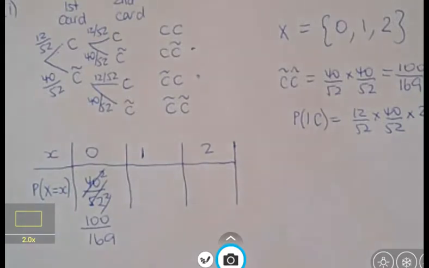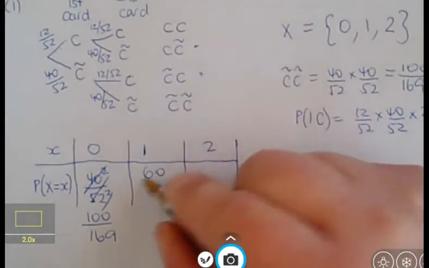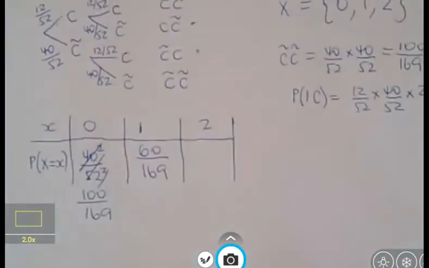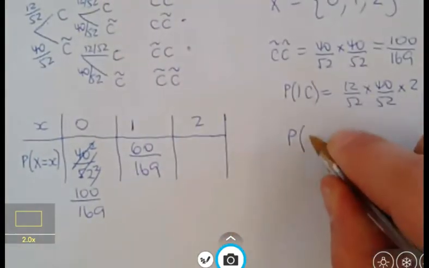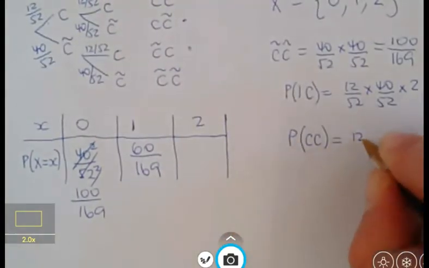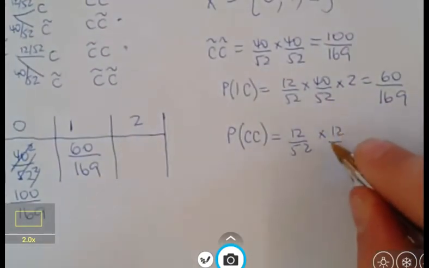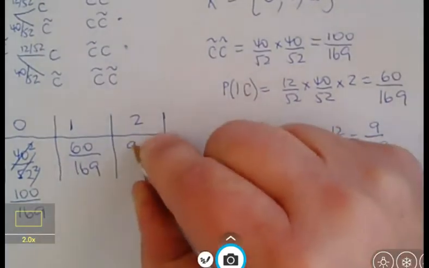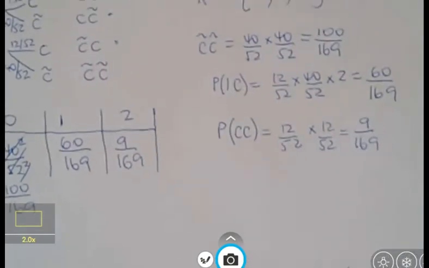And you would get 60 over 169. And the last one, always work them out. The probability of two court cards would be the probability of C and C, which would be 12 over 52 times 12 over 52. And you can work that one out. That's 9 over 169.